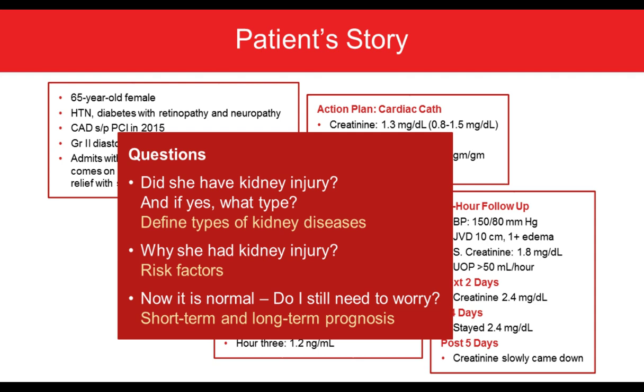Her JVP was 7 centimeters. She had no rales on the lungs. Her heart was regular, normal sounds, and she had trace bilateral peripheral edema.